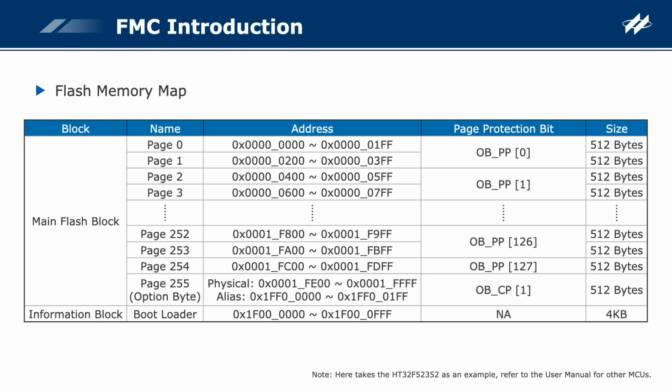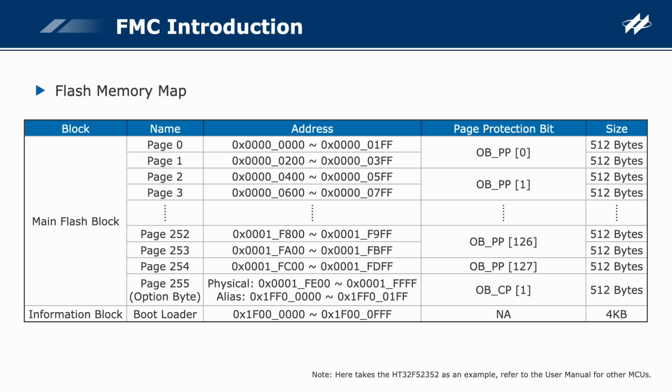For each page located at the main flash block, if it is required to enable the page erase or program protection function, the corresponding OBPP registers of the option byte must be configured. If the OBCP register of the option byte is enabled, the flash security protection will be enabled.